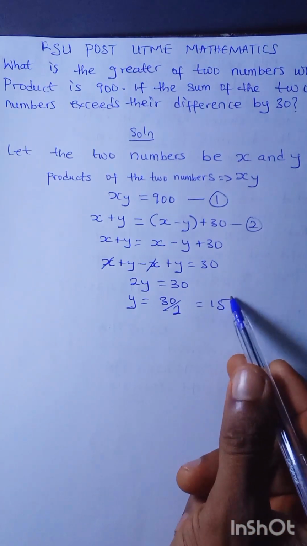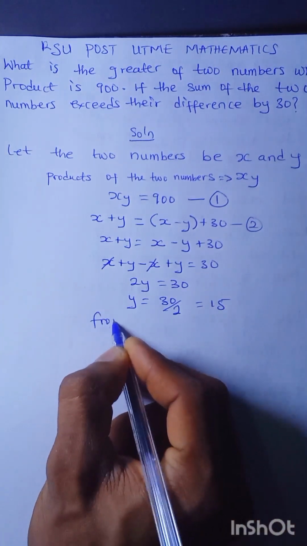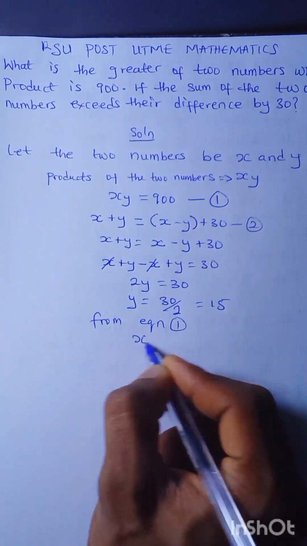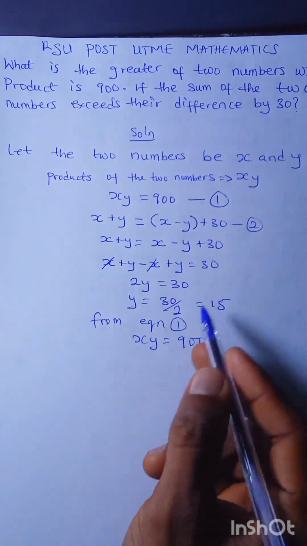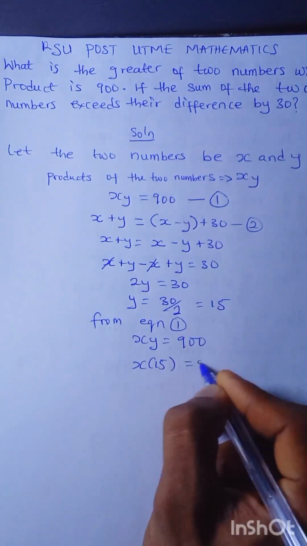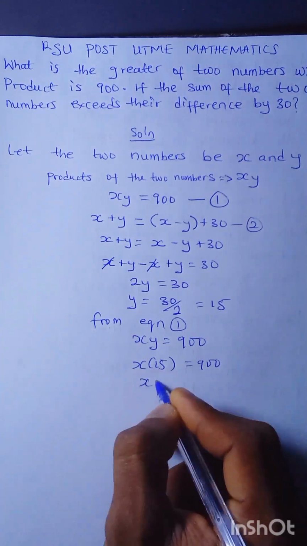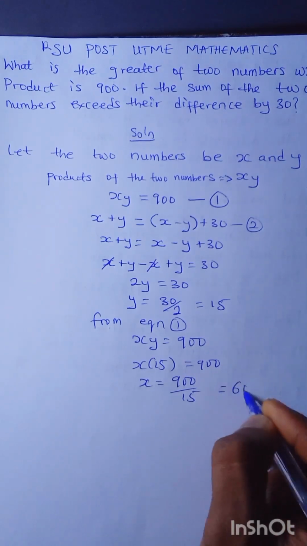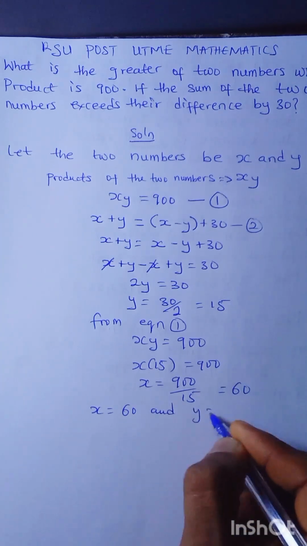So now we've gotten one of the numbers, which is y, so we have to get the second one, which is x. From equation 1, we said that xy is equal to 900, and we've gotten y is equal to 15. So we simply substitute the value of y into equation 1. We have x times 15 is equal to 900. So we divide both sides by the coefficient of x, which is 15. So x is equal to 900 divided by 15, which is equal to 60.